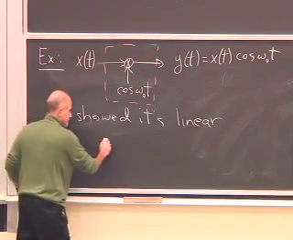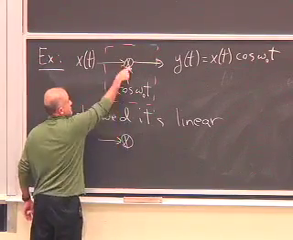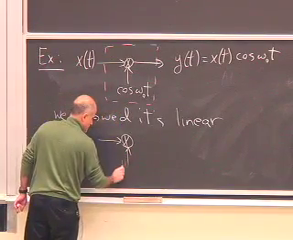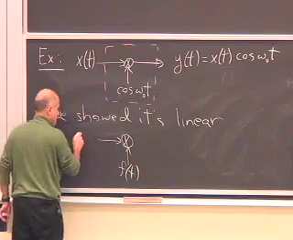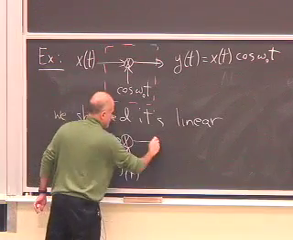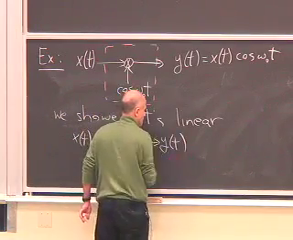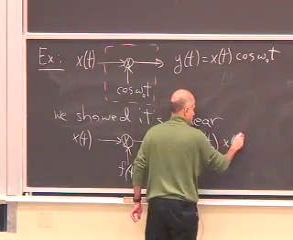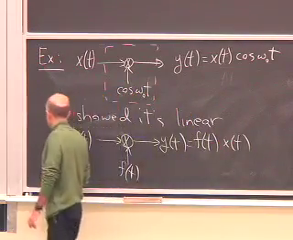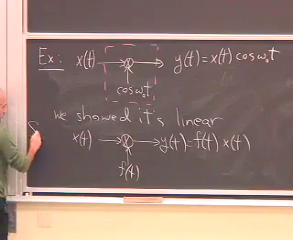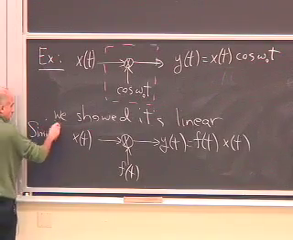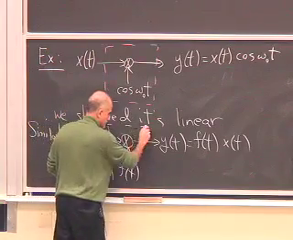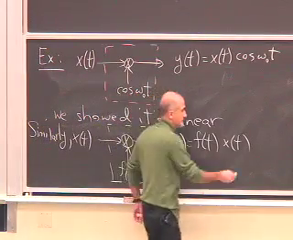In fact, this is generally true even if this function here is not a cosine. So let's make this f of t. x of t, y of t is f times x. So similarly, this system is linear.